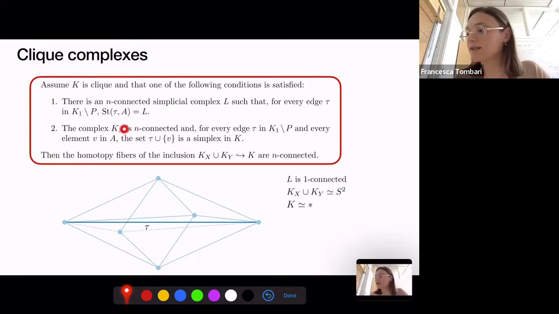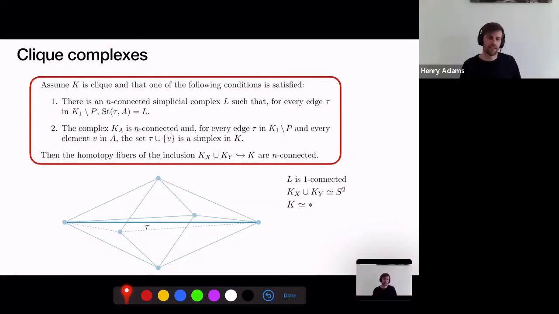This example was maybe a little too silly also because I told you it satisfies condition 1, but it actually also satisfies condition 2. Indeed, K restricted to A is one connected, and every edge in K minus P, which is just this tau, forms a triangle with every vertex in A. So this satisfies everything.